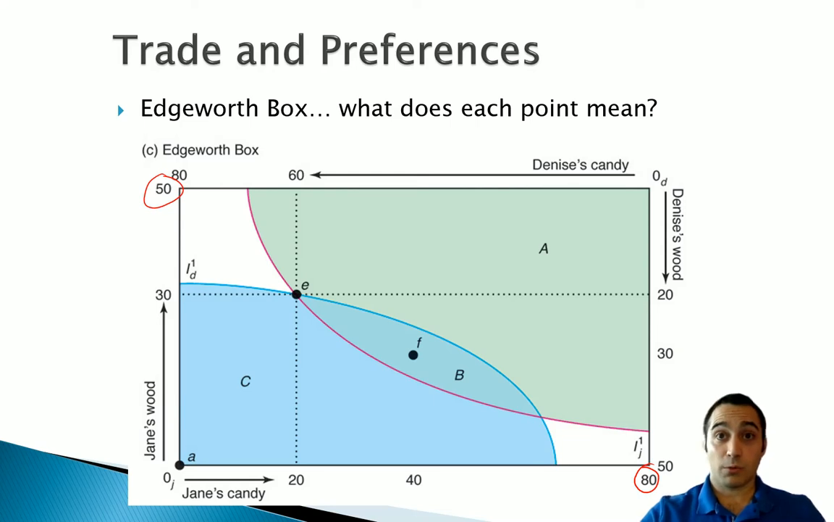So all the Edgeworth box does is says, well, how much of the 50 wood does Jane have? The rest of it must be with Denise. Similarly, how much of the candy does Jane have? Denise must have 80 minus that. So if we were to take any point in this graph, what it tells us is how we're dividing the fixed quantity of wood and candy among the two individuals. It gives us an allocation.